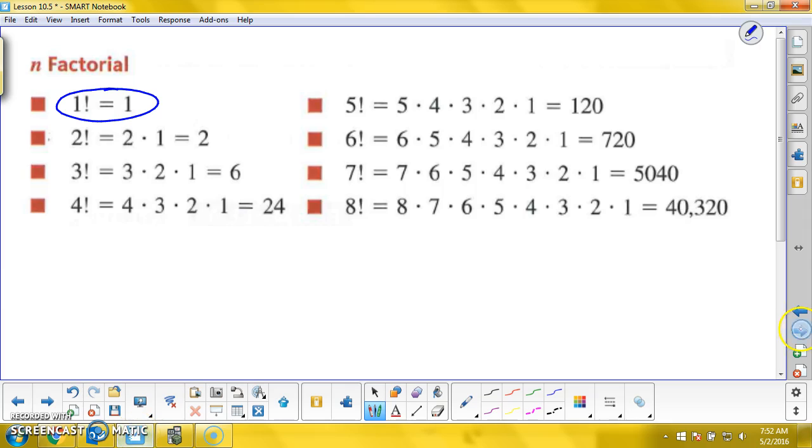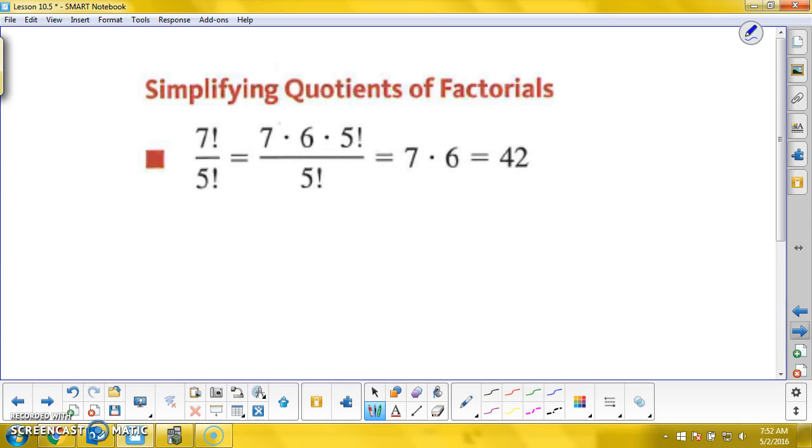Now, using this factorial feature, it leads us into combinations. And when we have factorials that are being divided, such as this one that you see, 7 factorial divided by 5 factorial, it means you got 7 times 6 times 5 factorial. And if you're dividing by 5 factorial, now you can cancel the 5 factorials, and you're left now just with 7 times 6, which is 42.